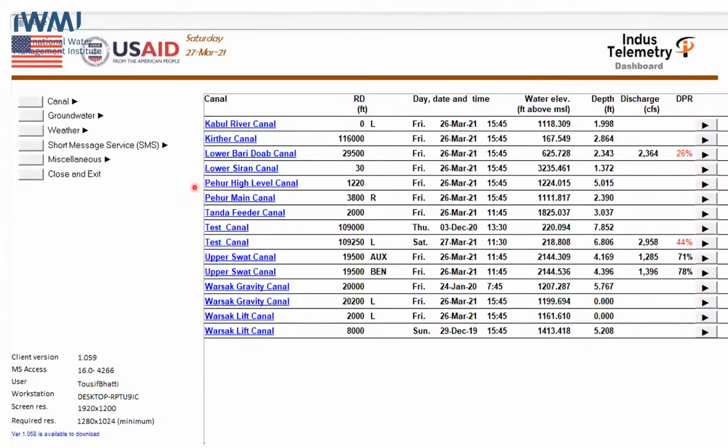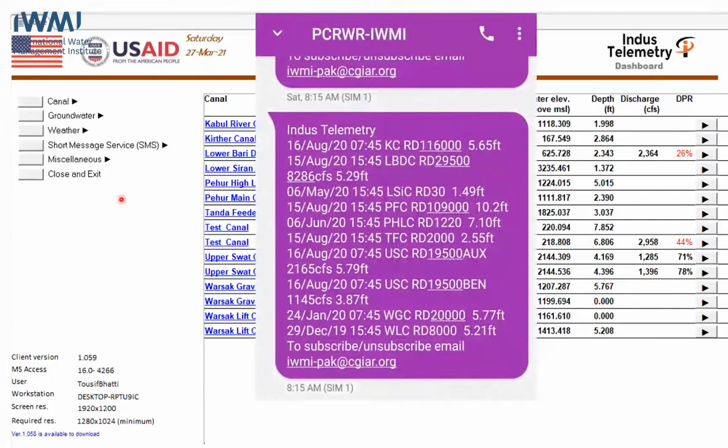In Indus telemetry, as I've said, it's a database. So in the relational database, we have designed a dashboard where we can see whether the data has come from canals, groundwater, weather monitoring, and so on and so forth. We can set different parameters for data processing. We can see the daily data in different formats. And then for dissemination of this data, we use different technologies. Again, we use SMS servers, and all this data dissemination is automated. We don't have to do it on a daily basis.